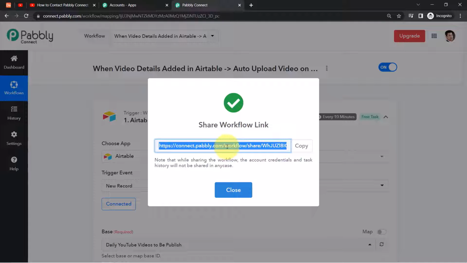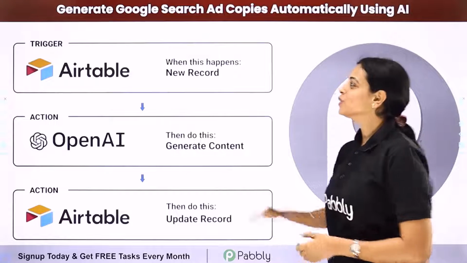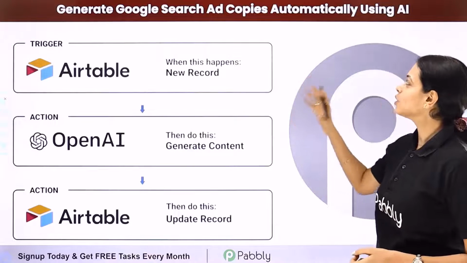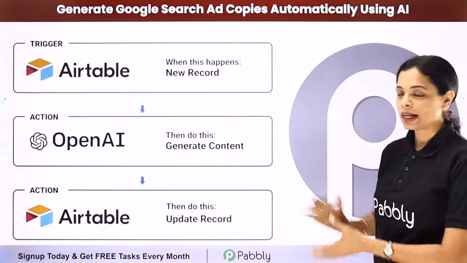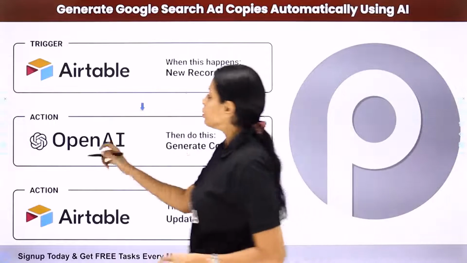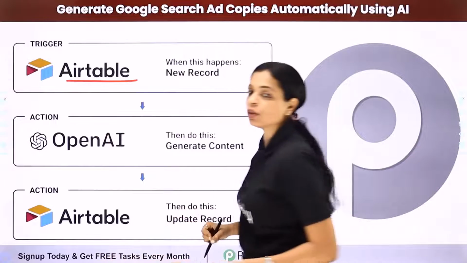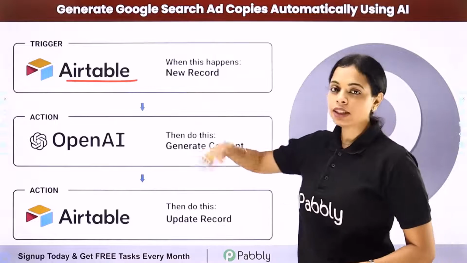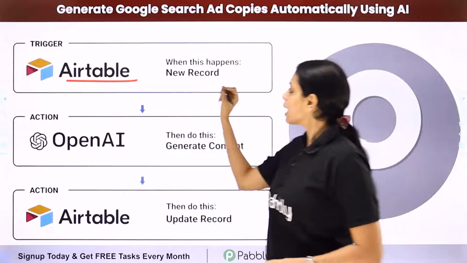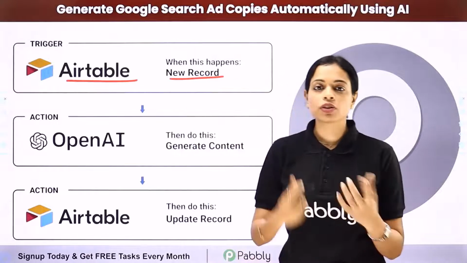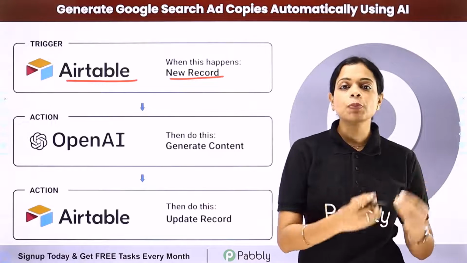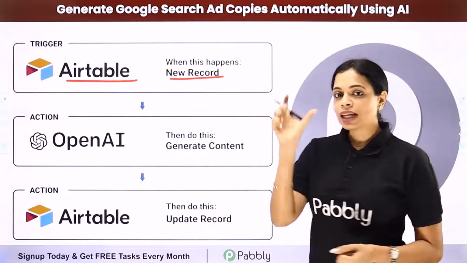In this video, we are going to see how to generate Google search ad copies automatically using AI. So let's say that in your spreadsheet, here we have taken the example of an Airtable. In your spreadsheet, every time a new record is added as the details of a new product launch, or if there is a new product variant added, so the titles are there.